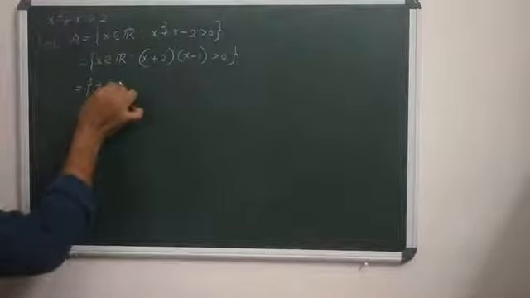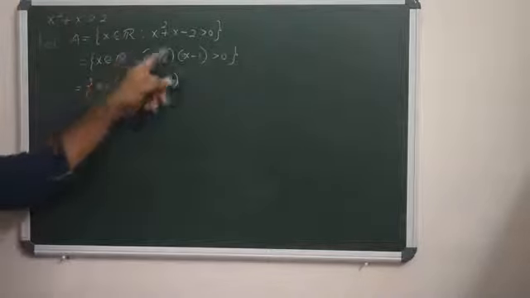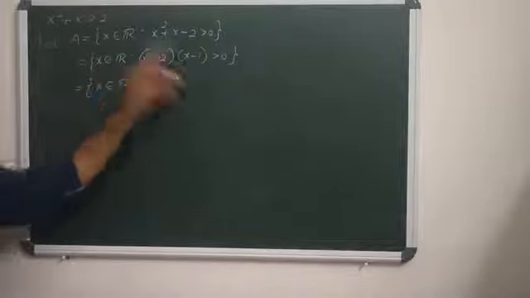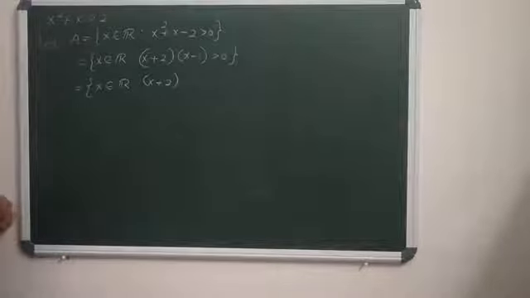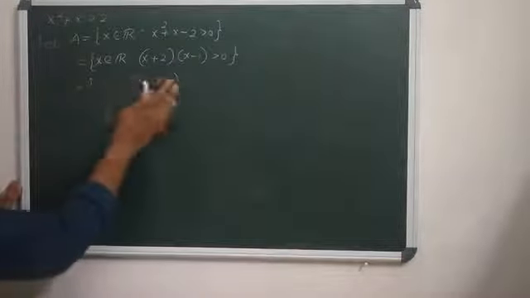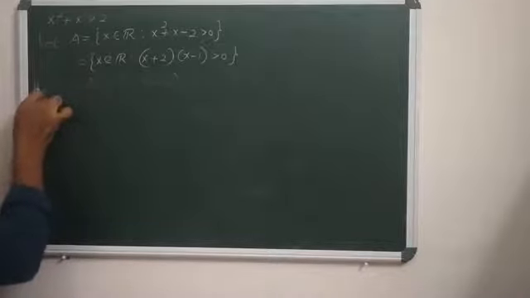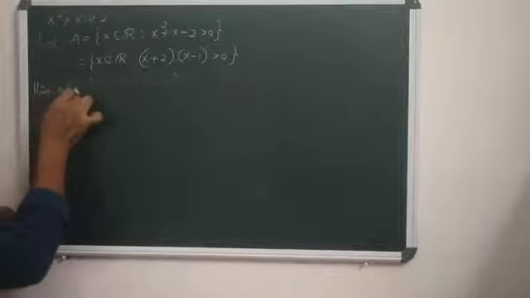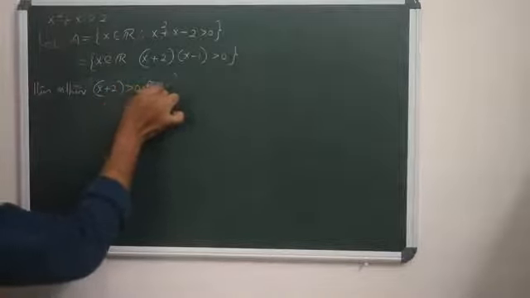That means it is the set of all x in R such that, since ab positive means both a and b are positive, or both negative, there are two possibilities. x plus 2 into x minus 1 is positive. Then either x plus 2 positive and x minus 1 positive.